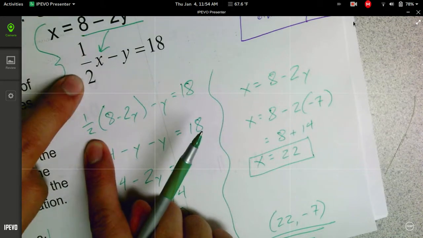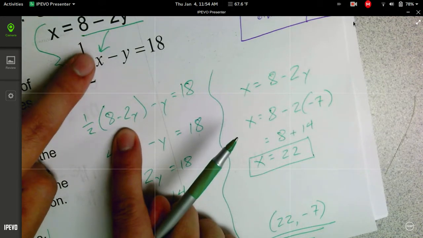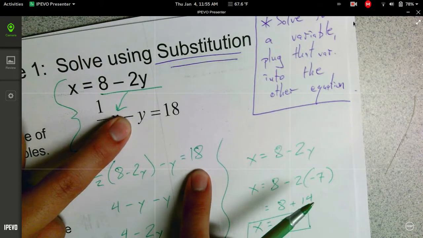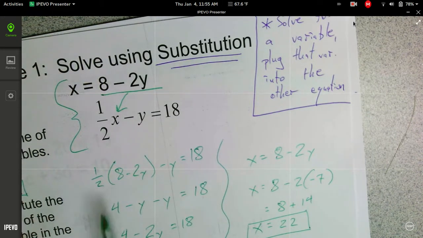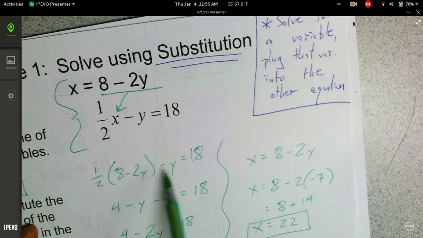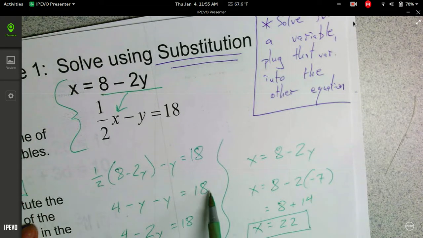So we'll end up with 1/2 times 8 minus 2y, because that's our value for x. And then we subtract y, and that's all equal to 18. All right, so we're going to do our distribution. 1/2 times 8 gives us 4. 1/2 times -2 gives us -1. So we'll end up with 4 minus y, from this y minus y here, is equal to 18.